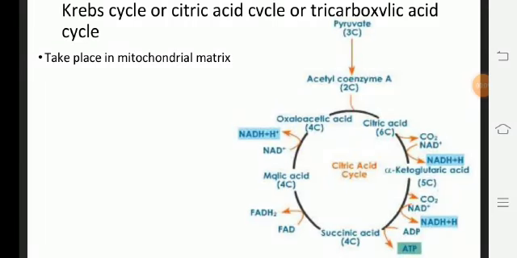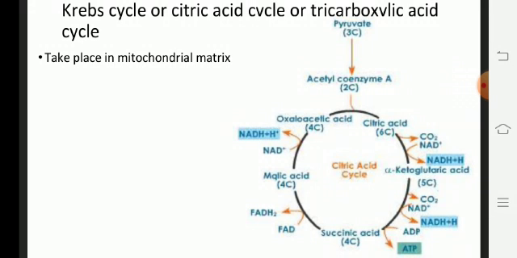Welcome to the second session of this same chapter, chapter number 14, respiration in plants. We already discussed the definition, types and mechanism of respiration. In that, the first one is the glycolysis pathway. As the name itself indicates, glycolysis means glucose is broken down into two molecules of pyruvic acid. It takes place in the cytoplasm. We understood this glycolysis in our previous class.